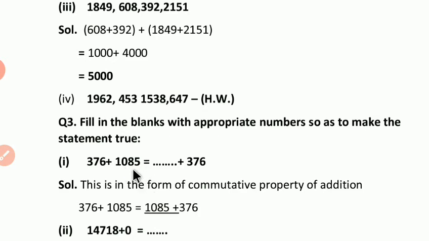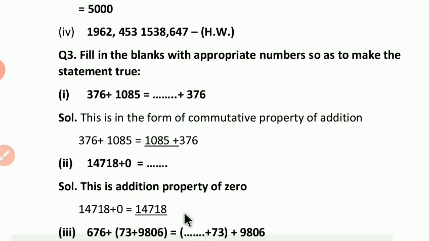Here equal is given, it means the sum of both sides should be equal. So if we add 1085 plus 376, the answer should be equal to 376 plus 1085. So by seeing the question, you have to understand which property is given here. Second one, 14,718 plus 0.